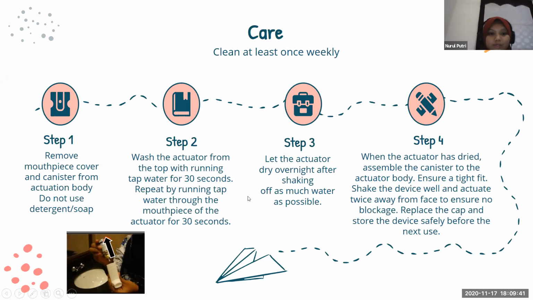Then wash the actuator from the top with running tap water for around 30 seconds, and repeat by running tap water through the mouthpiece of the actuator for 30 seconds. Then let the actuator dry overnight after shaking off as much water as possible. When the actuator has dried, assemble the canister to the actuator body again and ensure a tight fit. Shake the device well and actuate twice away from the face to ensure no blockage. Then replace the cap and store the device safely before the next use.